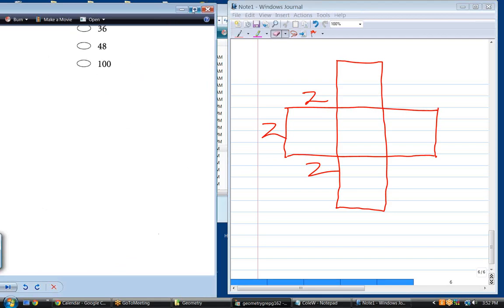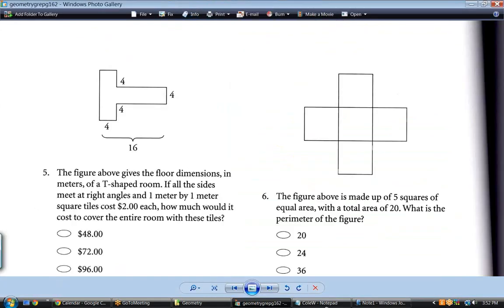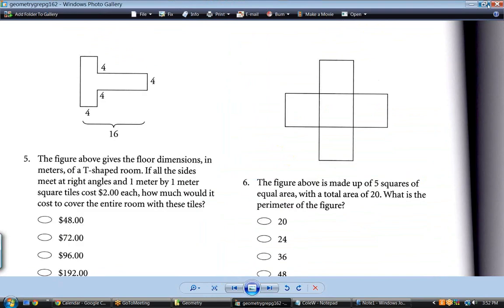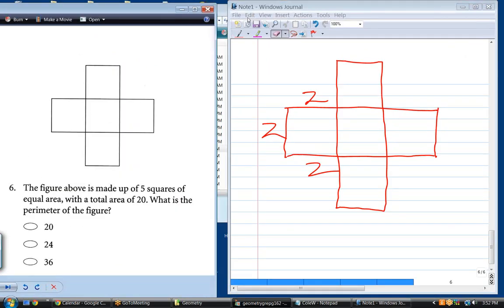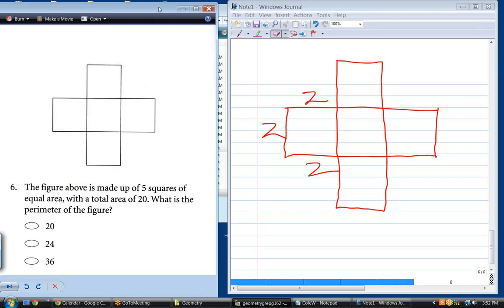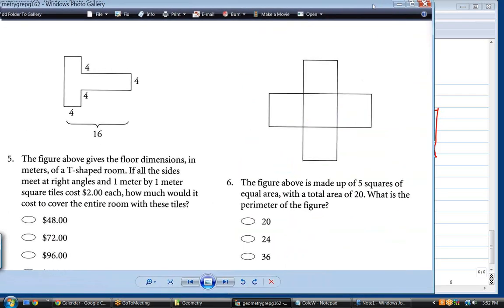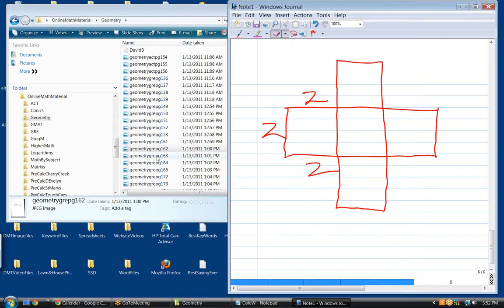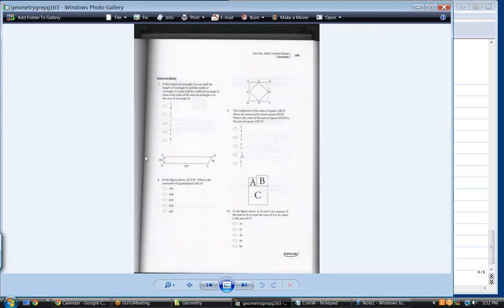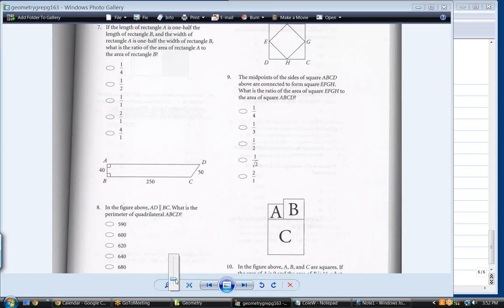But let's see, is that the last question on this page? I think it is. Go to intermediate.